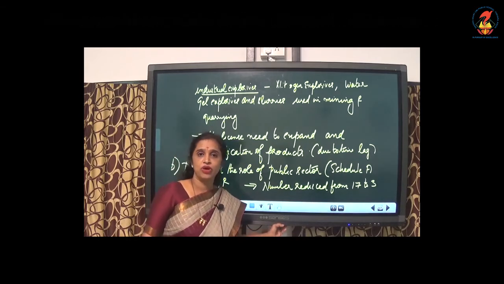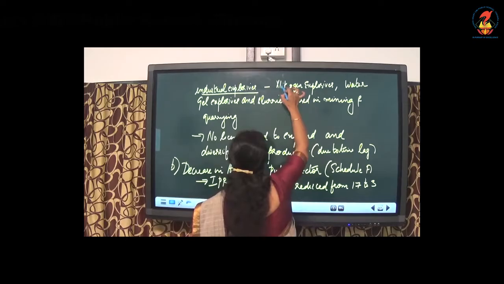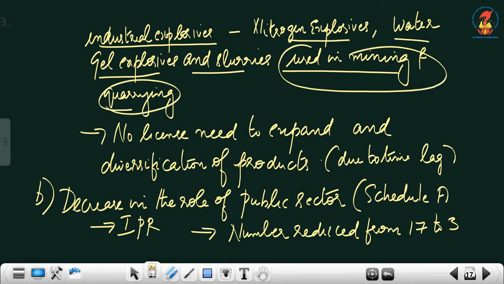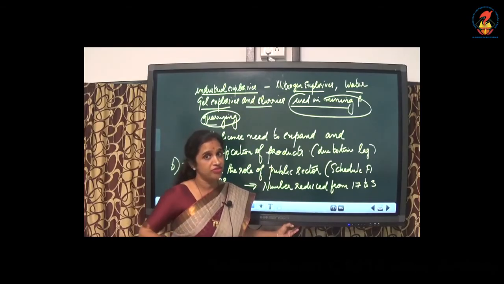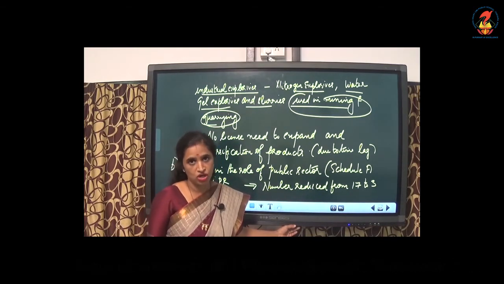Let us take the example of industrial explosives. Which are the industrial explosives? Nitrogen explosive, water gel explosive and slurries. They are especially used in which areas? Mining and quarrying. For mining and quarrying to take place, these explosives are necessary because people are working on it, using the technology. Therefore, once these explosives are manufactured, it affects the security of the people who are managing it with the technology. Therefore, it needs the licensing from the government.